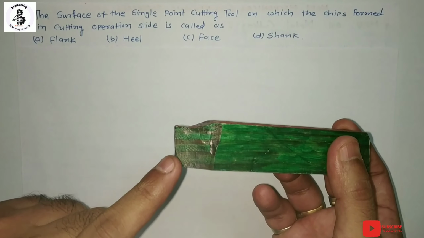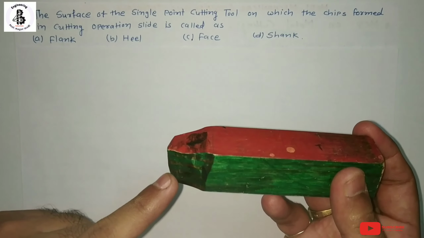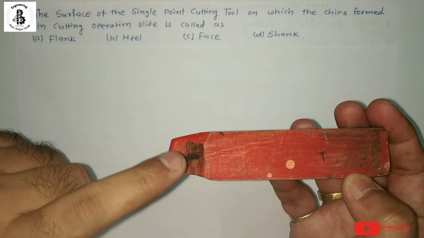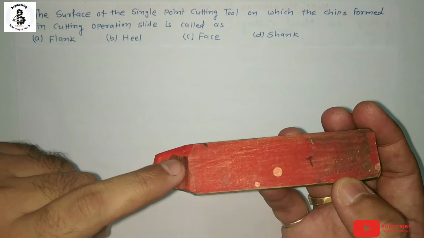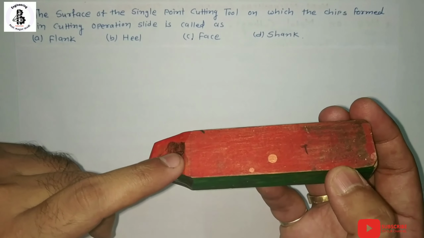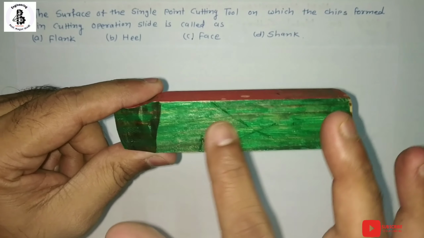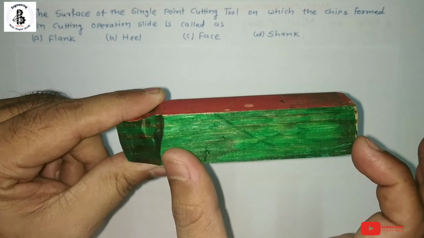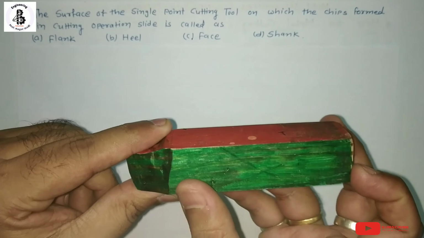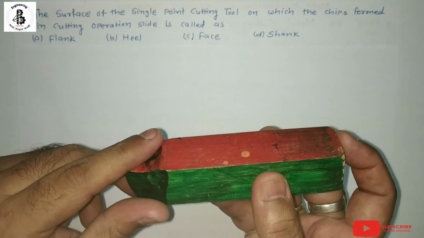So this is the heel of the single point cutting tool. The face will be the top face of the single point cutting tool, and all of this we consider as the shank of the single point cutting tool. So you can refer to the questions.